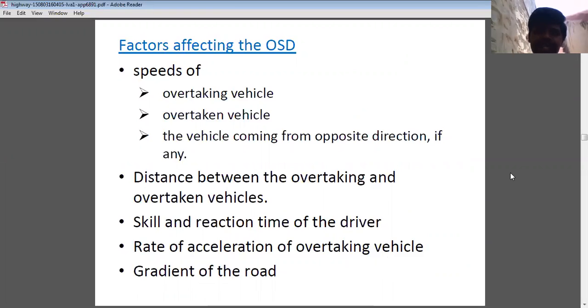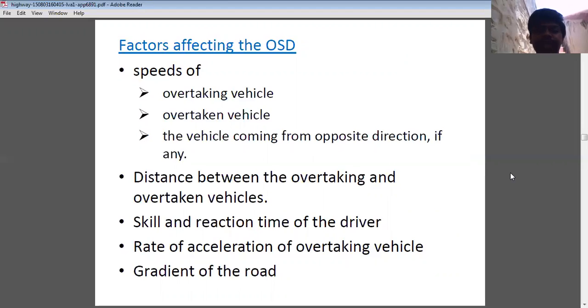Skill and reaction time of the driver is very important. The driver's skill is very important because he can manage any accident occurring on the road. Reaction time is very important for any driver. And the rate of acceleration of the overtaking vehicle, and the speed of the vehicle that will be overtaken, are important.